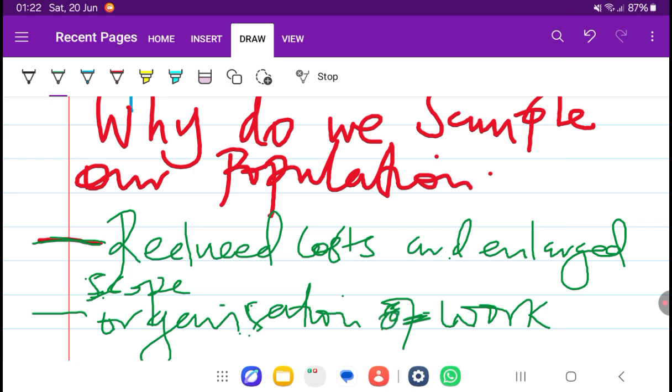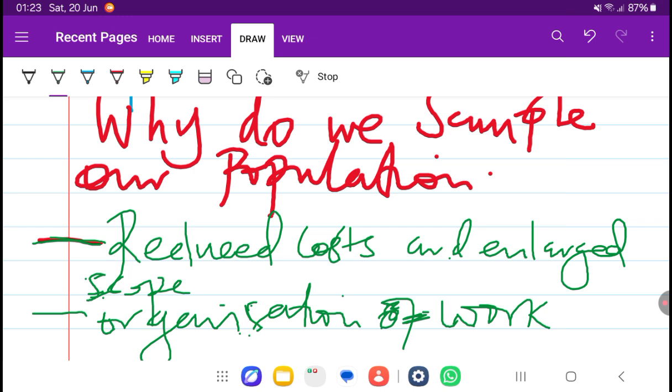Organization of work. Now, when we talk about organization of work, it is easier for us to manage and organize the collection of data from a smaller number of units than collecting information from all the units within a given census or a given population.